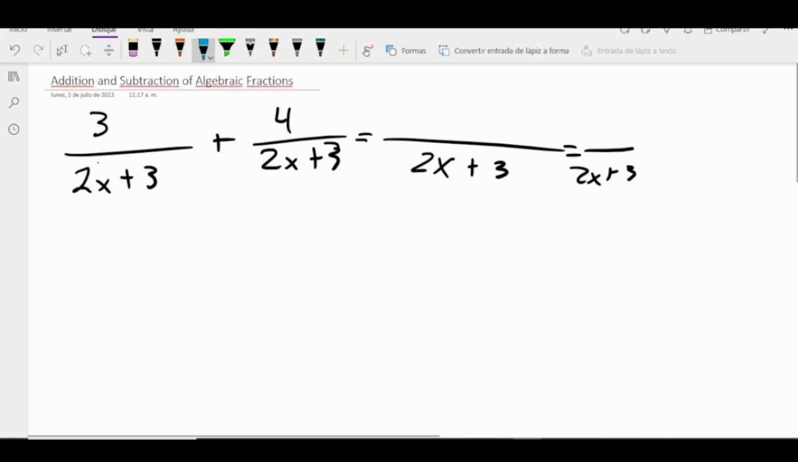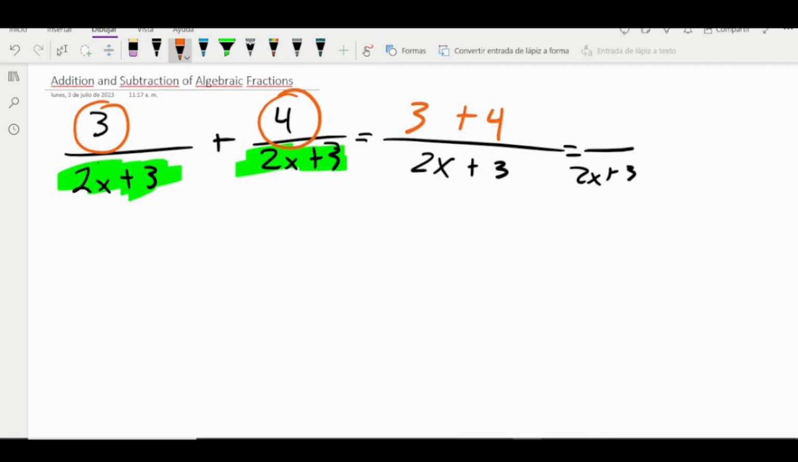Here we have this first example: 3 over 2x plus 3 plus 4 over 2x plus 3. Just check this. Here we have the same denominator, 2x plus 3. When we have the same denominator, the only thing we need to do is add the numerators. So it's 3 plus 4, which is 7 over 2x plus 3. That's the solution. We keep the same denominator. Let's continue.